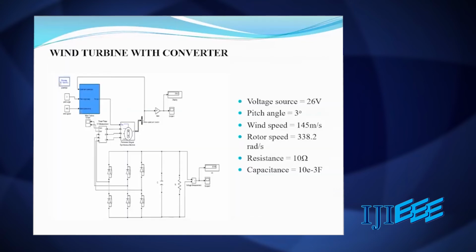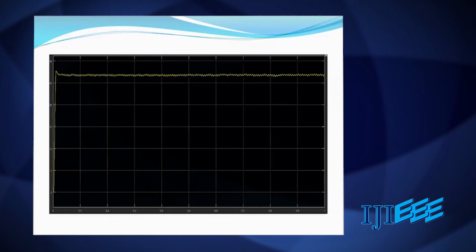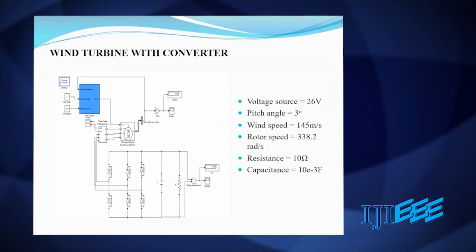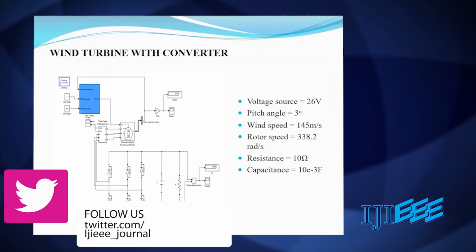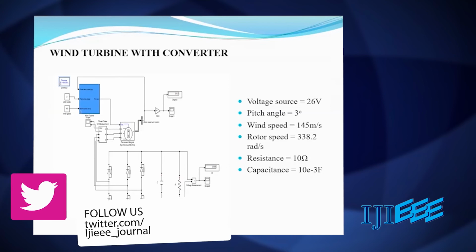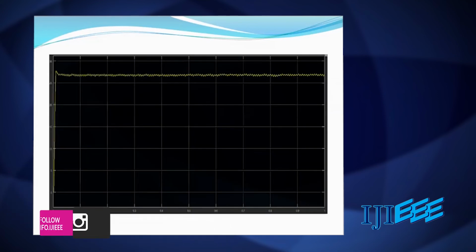Now the wind turbine with converter. The earlier examples were without converter, and these are with converters. So with converter, this is the voltage. Here the voltage we got from the wind turbine is AC voltage, and we are giving the AC voltage to the DC to DC converter, so you can get a DC voltage.